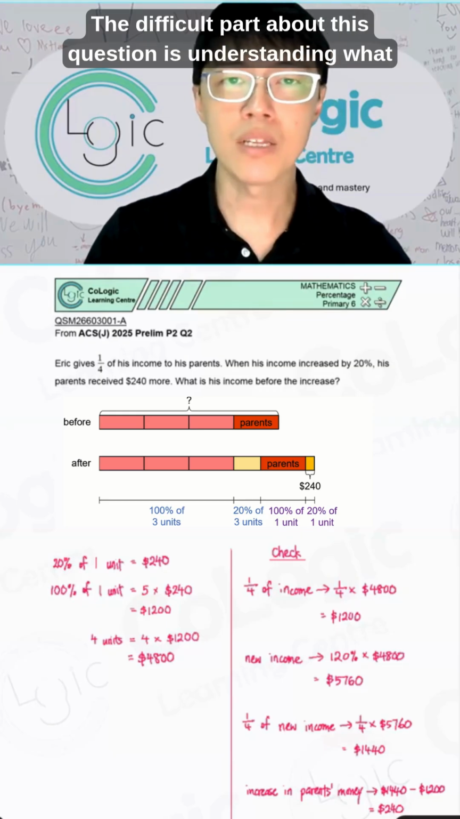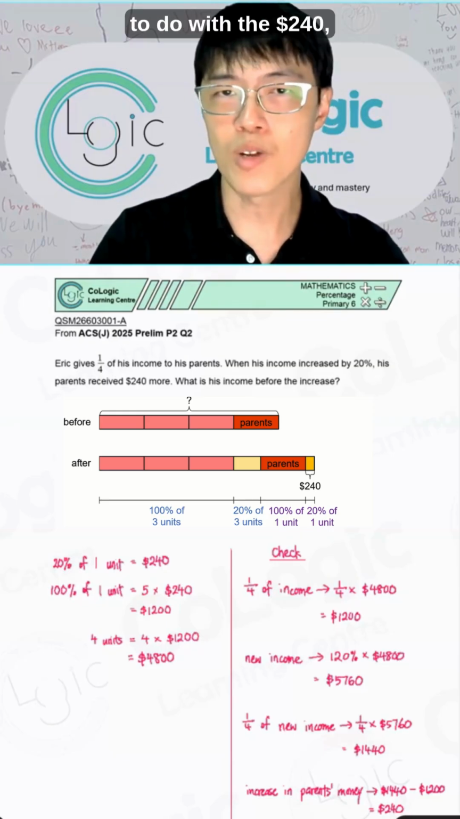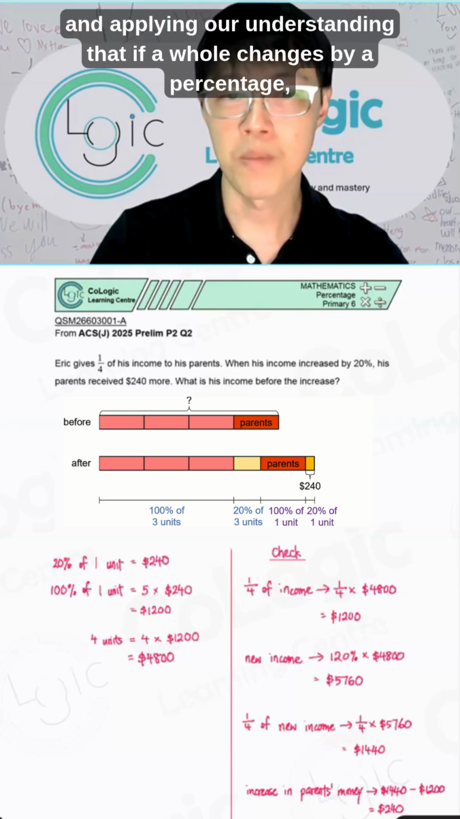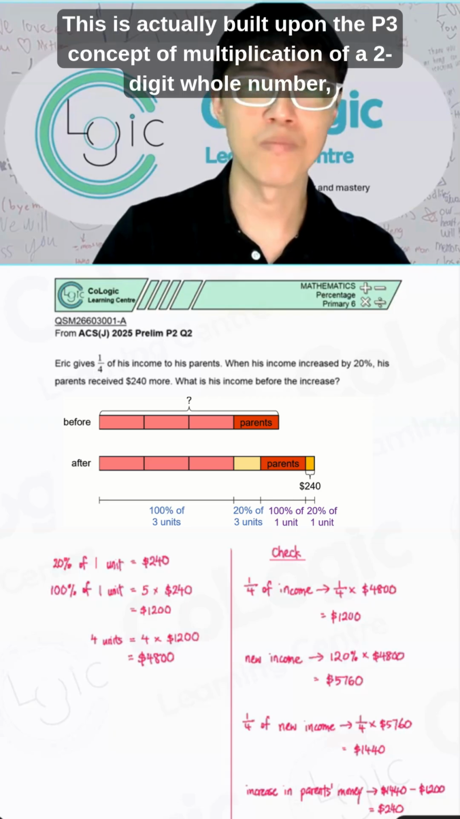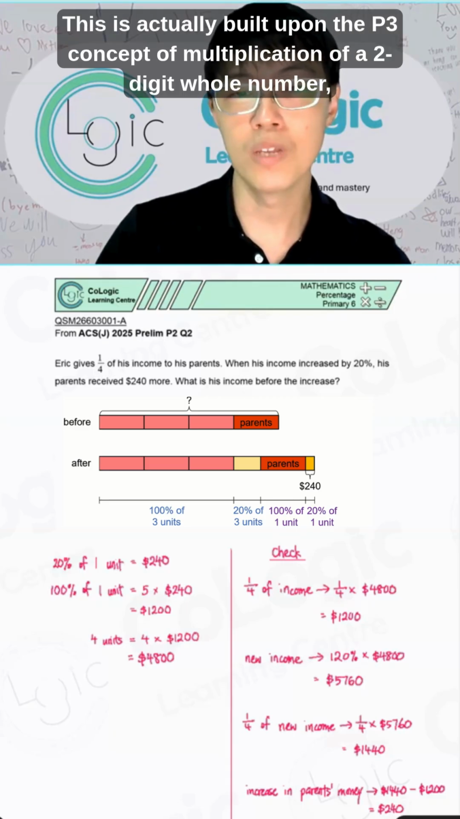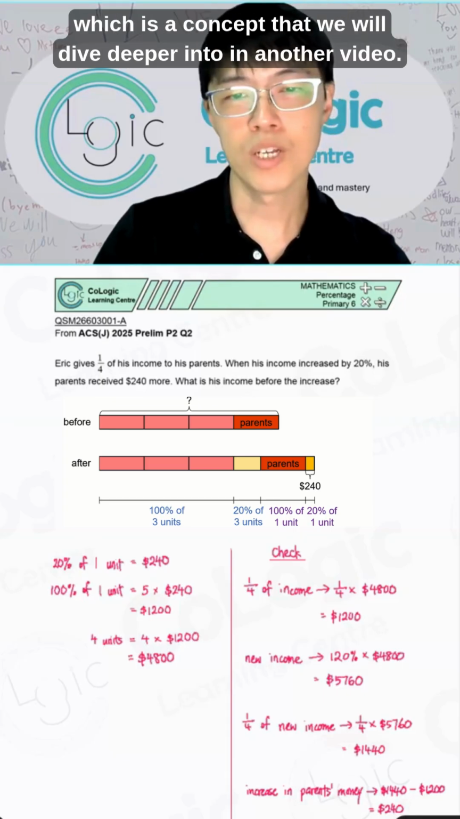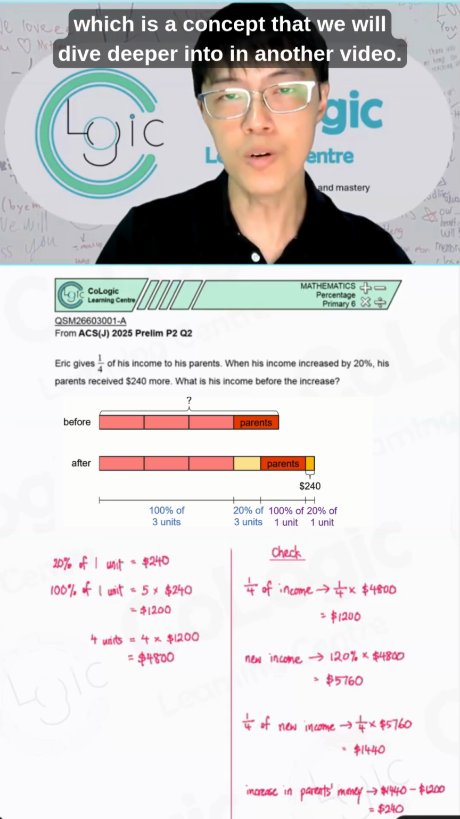The difficult part about this question is understanding what to do with the $240 and applying our understanding that if a whole changes by a percentage, its parts also change by the same percentage. This is actually built upon the primary three concept of multiplication of a two-digit whole number, which is a concept that we'll dive deeper into in another video.